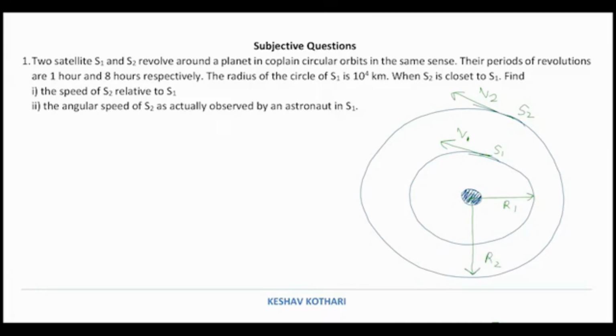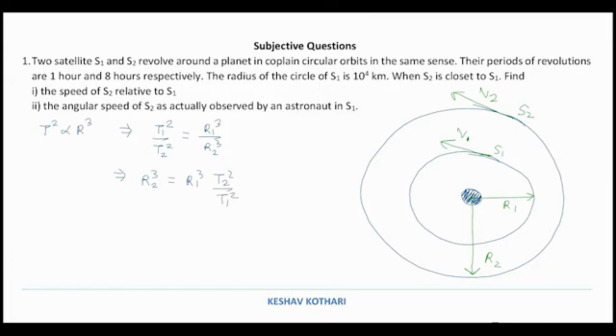Now the first thing is we will be applying Kepler's law. Kepler's law says T squared is proportional to r cube. So we can write it this way: t1 squared by t2 squared is equal to r1 cube by r2 cube. From here I can obtain that r2 cube can be written as r1 cube times t2 squared by t1 squared.